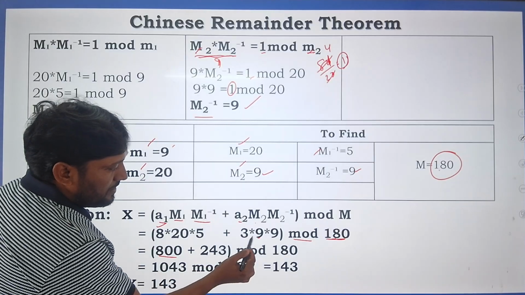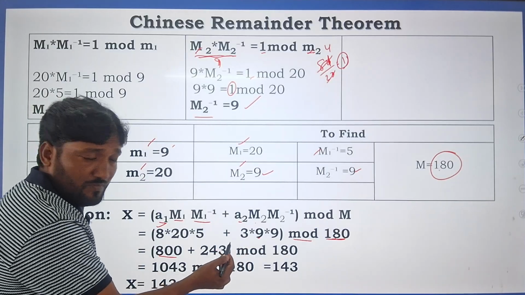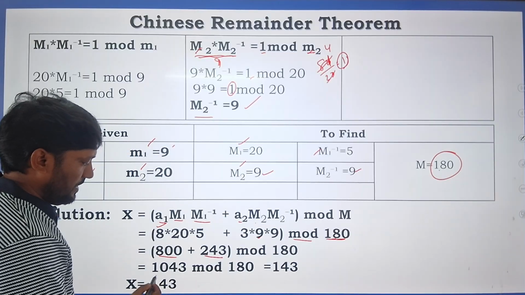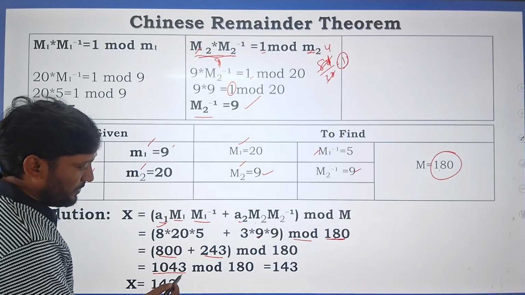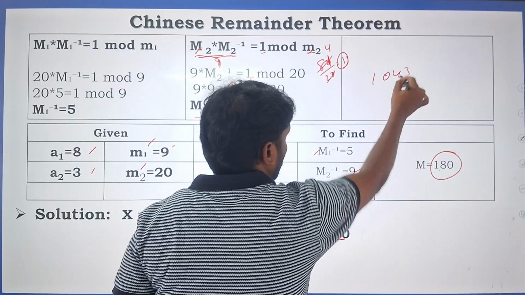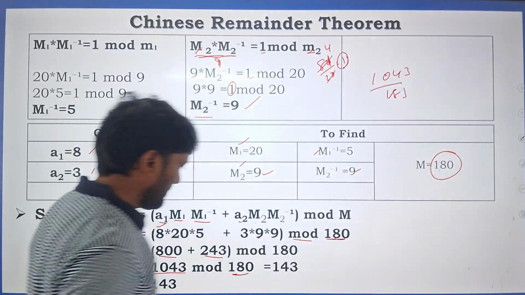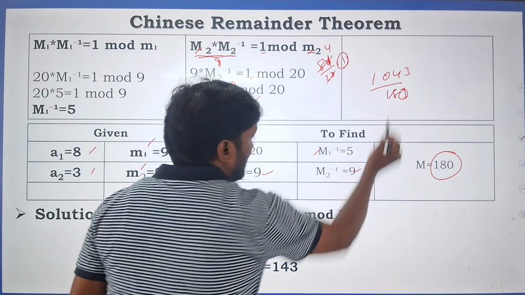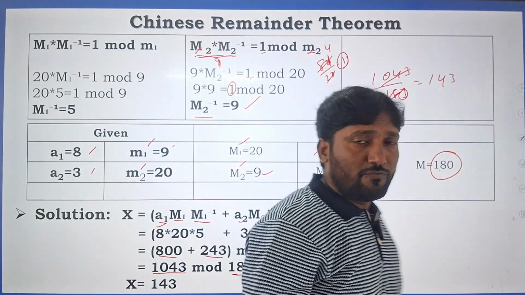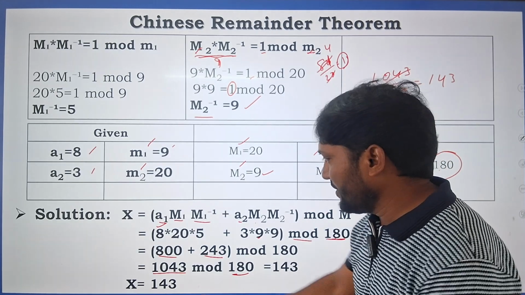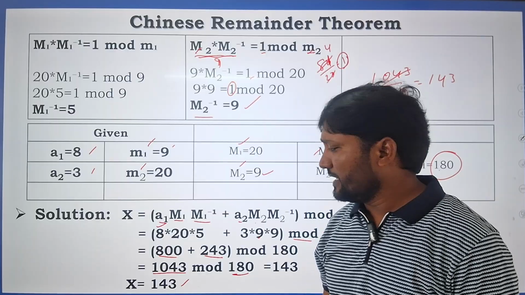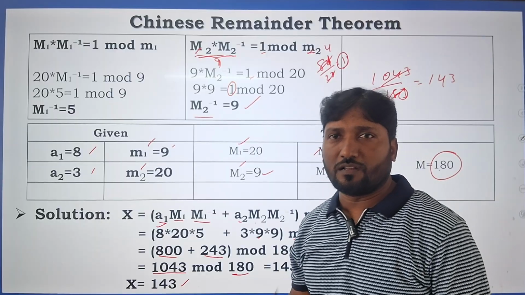That is 8 into 20 into 5, which is 800. And next one is 3 times 9, 27, multiplied by 9 is 243, mod 180. Now totally 1043 mod 180. Sorry, 180. Now we get the finally resultant value as 143. Now what is the x value here? 143.